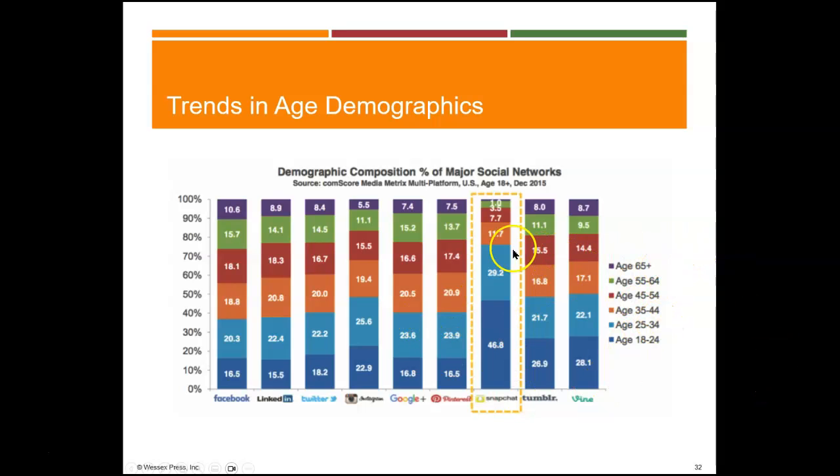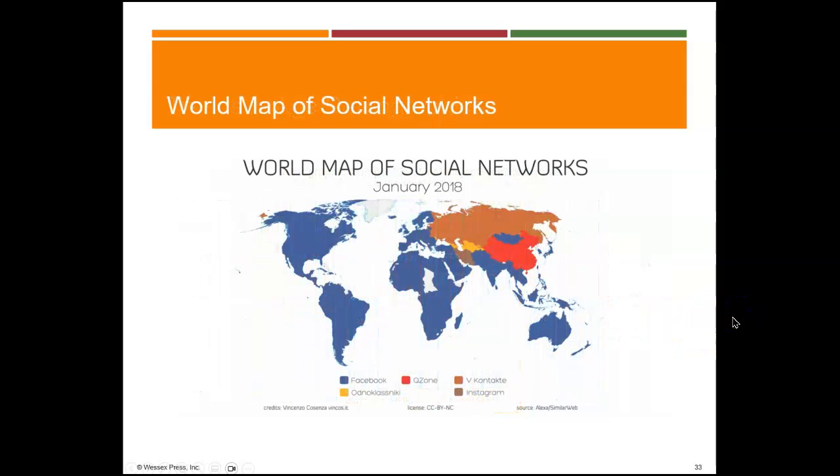This is showing age demographics in 2015. So this has significantly changed. And then a world map of social networks.